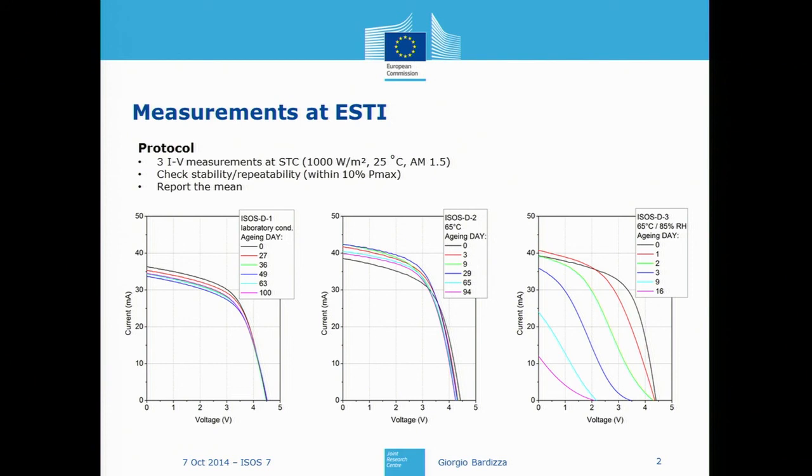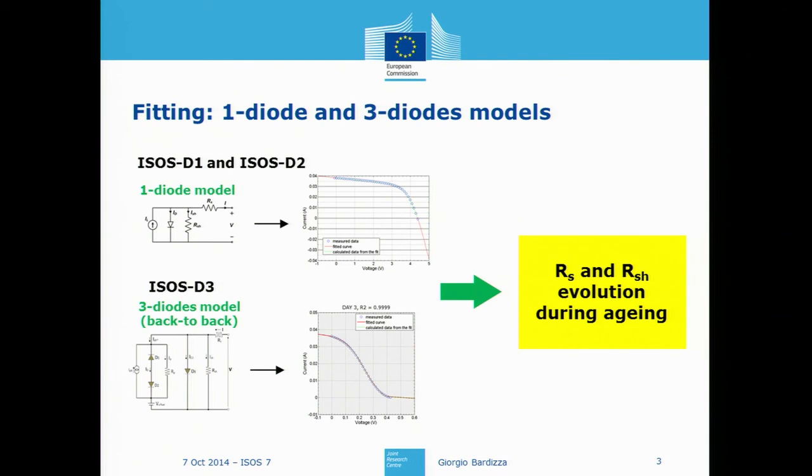But with this measurement, we decided to look at them with more care, because we like them a lot. Particularly, we like this evolution of the IV curves of the ISOS D3 device, the one that was aged in ISOS D3, because the shape of the curve was changing in a very continuous way. So we tried to extrapolate more information from this curve. In order to do that, we developed a fitting tool.